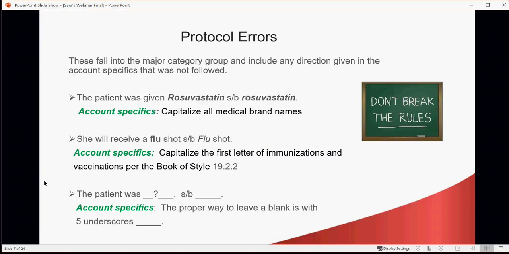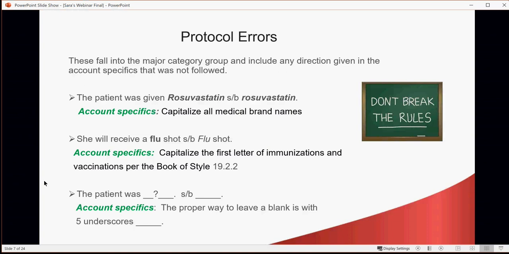She will receive a flu shot. Flu should be capitalized. It should be Flu shot with a capital F. The reason being, account specific says capitalize the first letter of immunizations and vaccinations per the Book of Style 19.2.2.